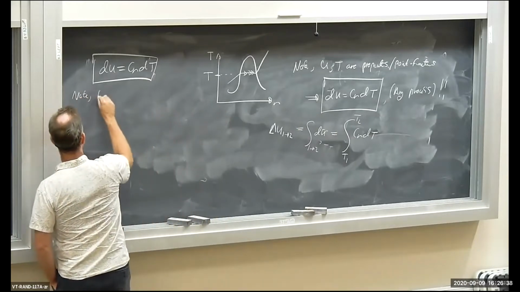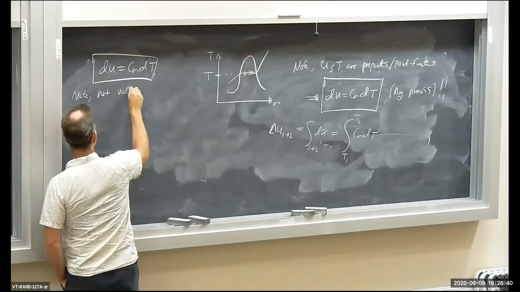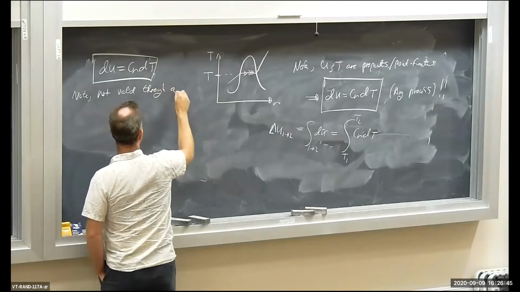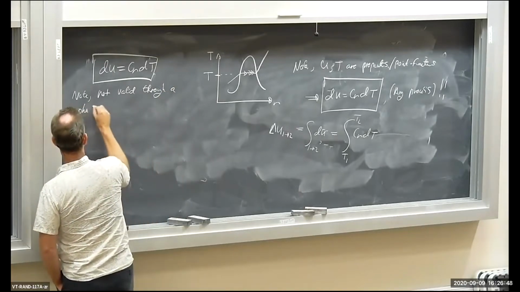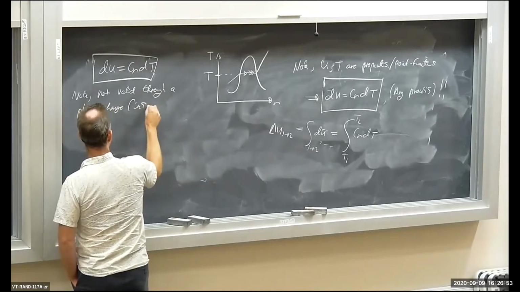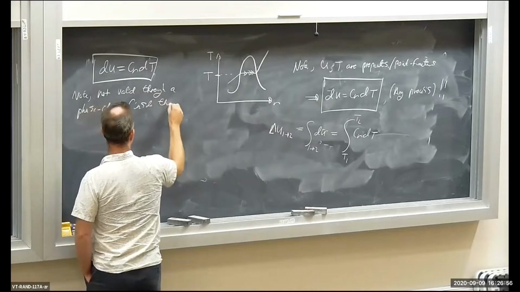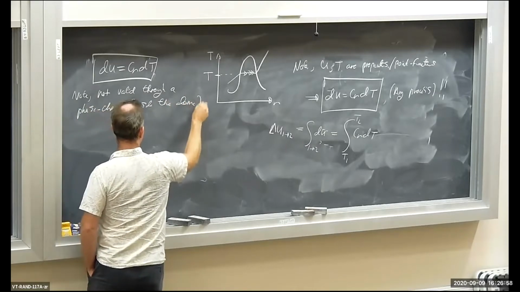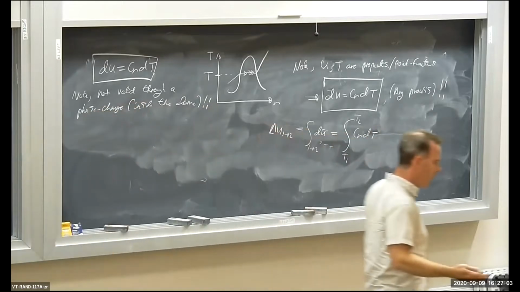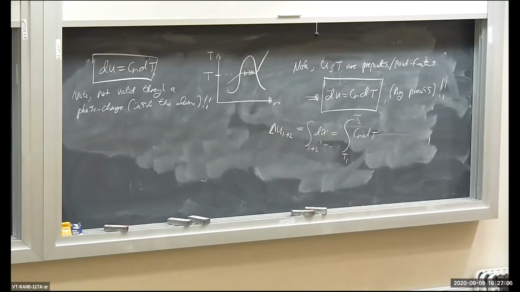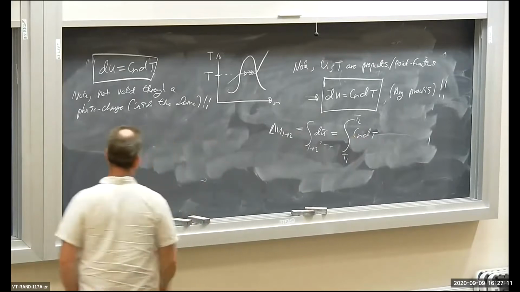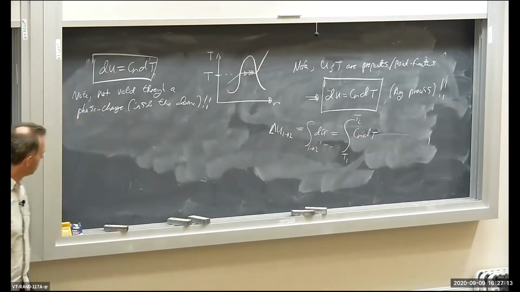So I will write here, note: not valid through a phase change. What does that mean? Inside the dome. Not valid inside the dome. If you're a superheated vapor, or you're a liquid, or you're a solid and incompressible, you're not changing phase, you're fine, but not valid inside the dome. Okay?